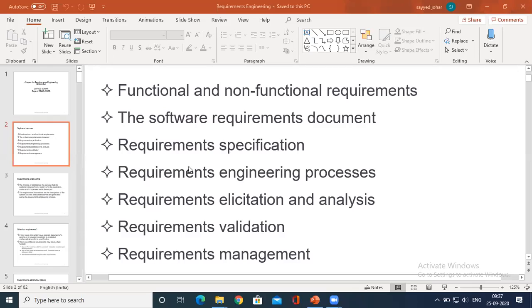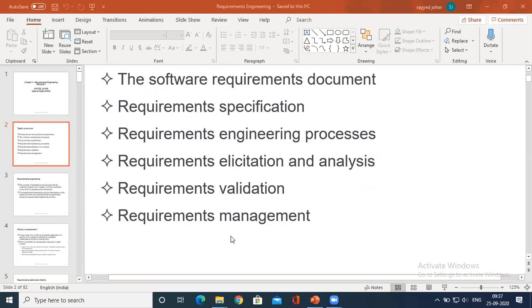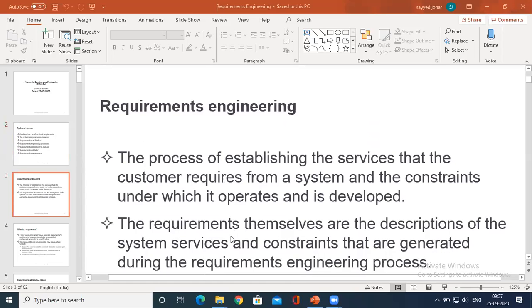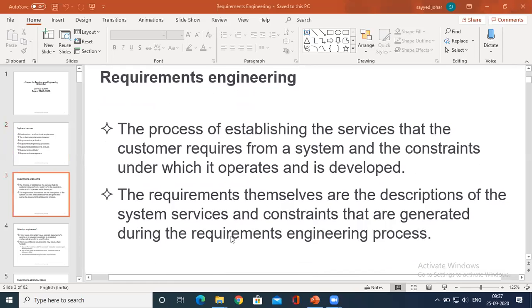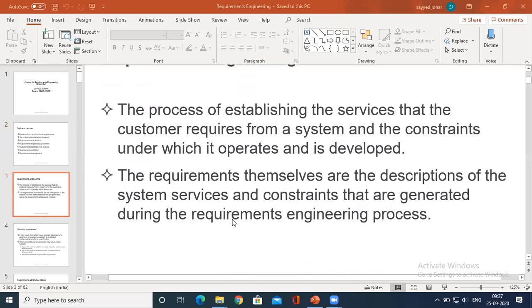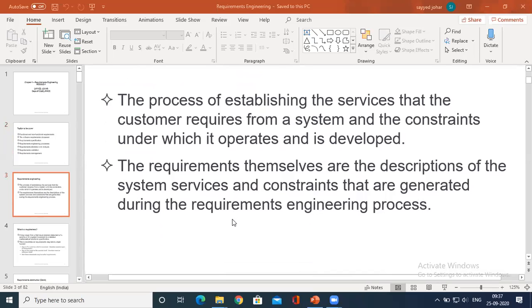So you have a requirement, and it goes through a certain engineering process. We have elicitation and analysis. Finally, validation is nothing but a testing of the requirement, whether my requirement is totally satisfied or not. Basically requirement engineering deals with the services. Not only the services, it also defines the constraints.